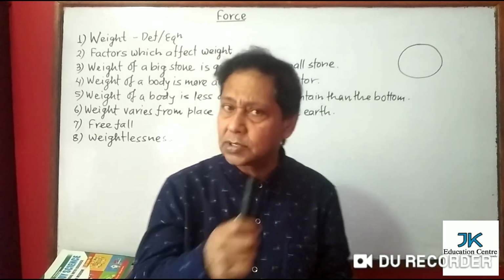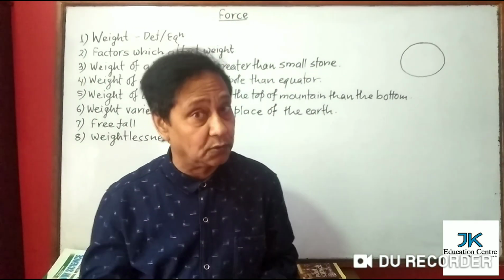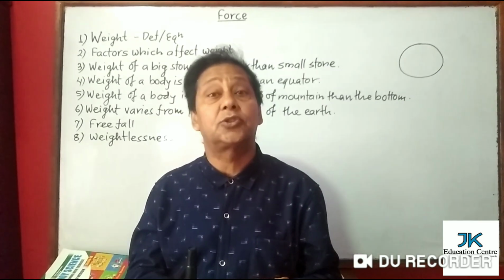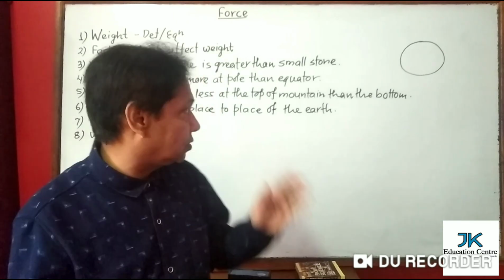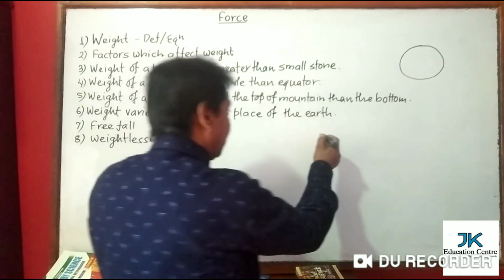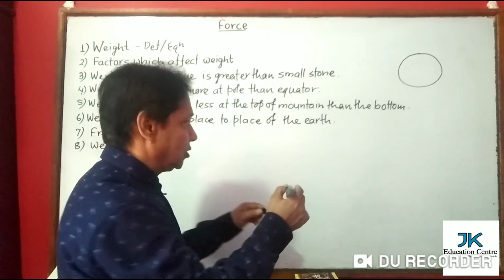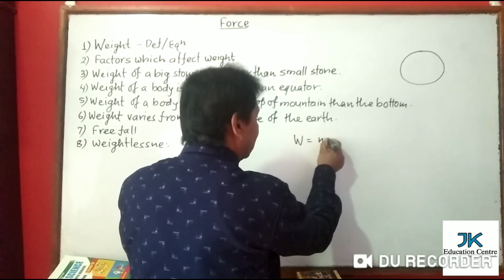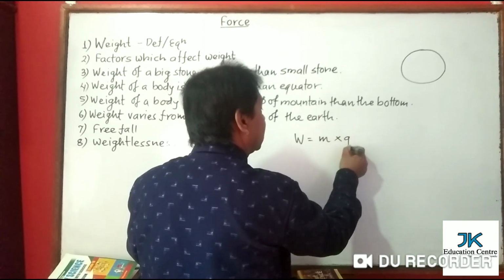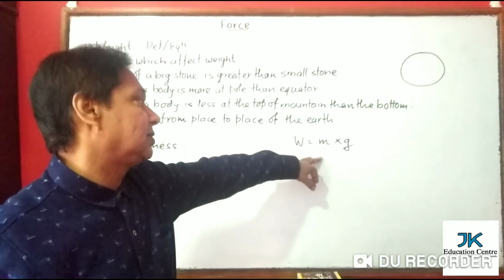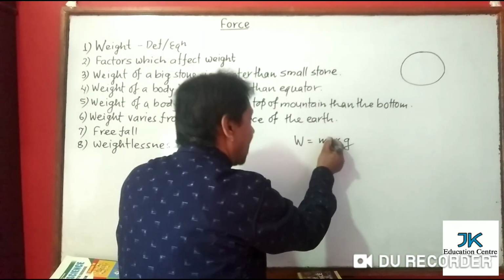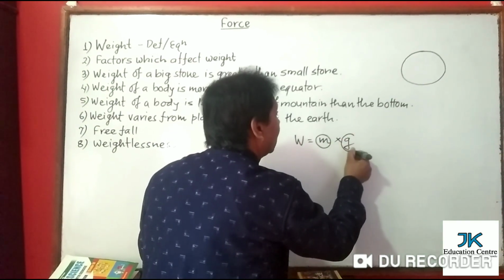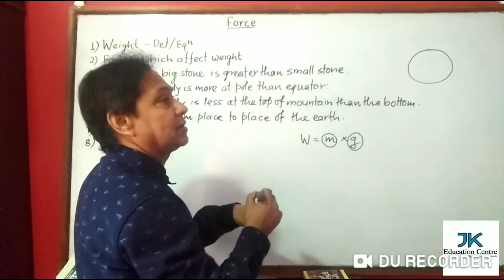But there is another definition also for weight. This definition can be called the definition in terms of measurement. According to this, we can define weight this way also: weight of a body is the product of its mass and acceleration due to gravity. What is the meaning of this? If you know the mass of a body, then with the help of the value of g, you can calculate the weight of that body.